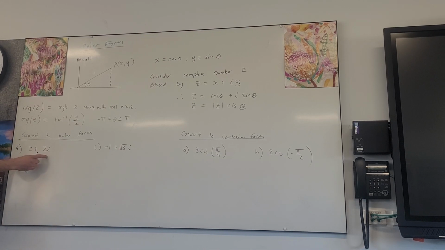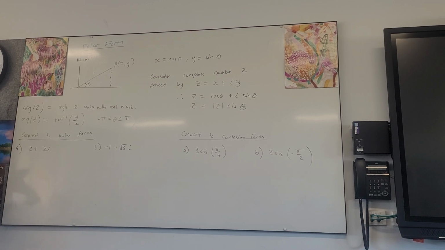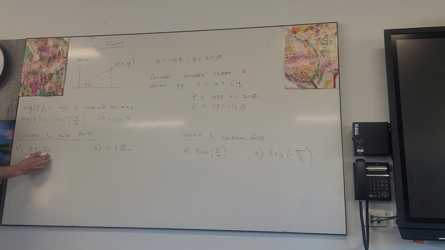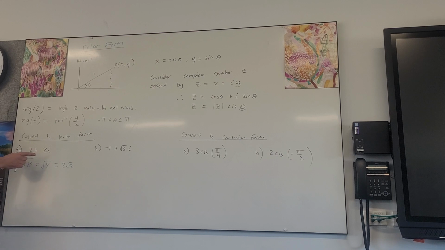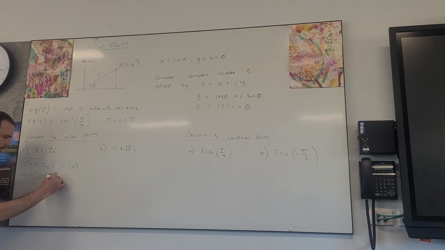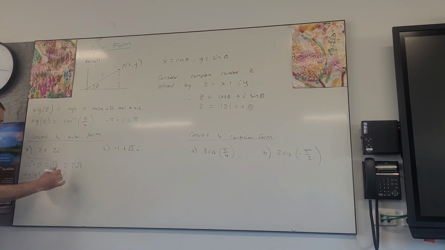So if we have 2 plus 2i, we need to find both the modulus and the argument. So if we're thinking about what's the modulus of 2 plus 2i, it's going to be the square root of 2 squared plus 2 squared. So we have square root 8. In simplest form, if you put that in your calculator, it'll pop out as 2 root 2. I'll accept either. And then the argument of this complex number is going to be inverse tan of the vertical component over the horizontal component. So 2 on top of 2. So inverse tan of 1.